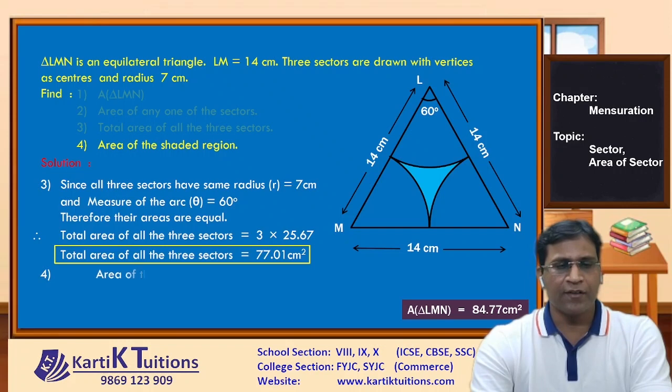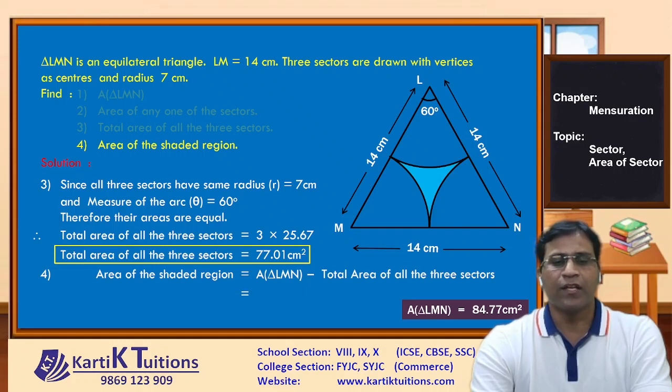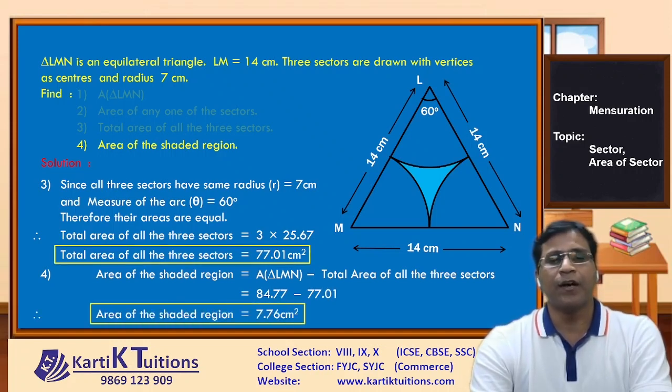सो एरिया ऑफ शेडेड रीजन इज इक्वल्स टू एरिया ऑफ ट्राइंगल LMN minus area of all three sectors. So that will give us 84.77 minus 77.01. Now when we subtract this, you will get 7.76 centimeter square. So the area of shaded region is 7.76 centimeter square. I hope you have understood this sum as well as the concept.